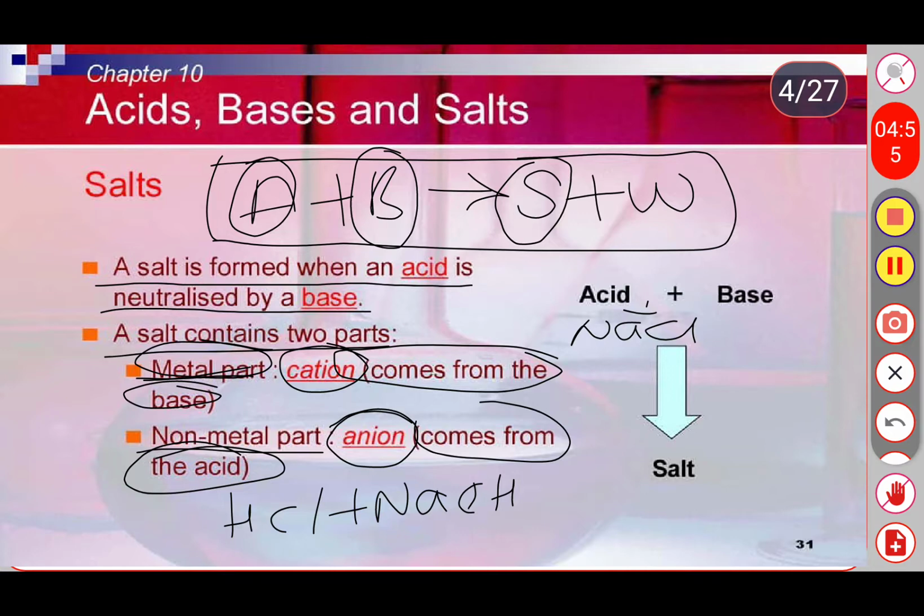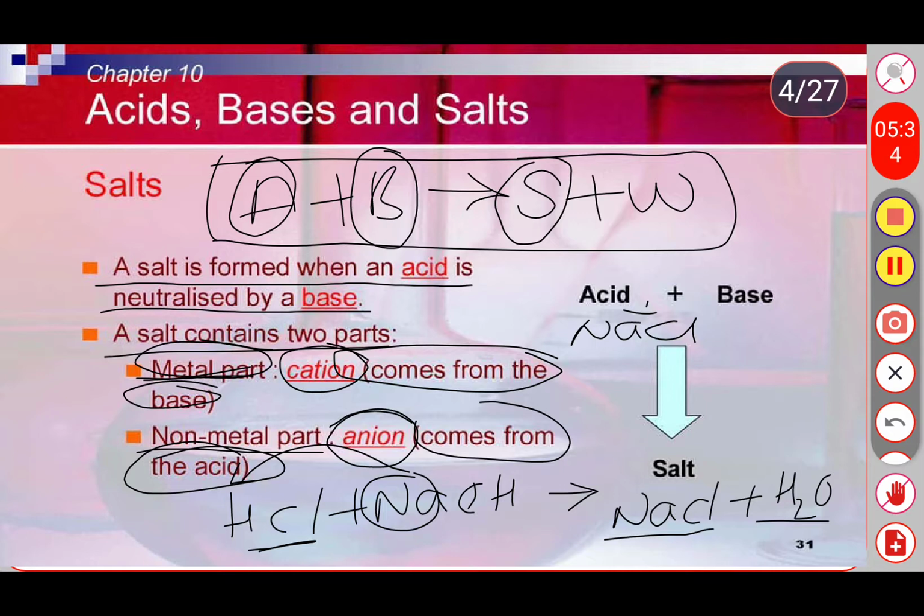base. What happens here when these two are combined together? It will form sodium chloride, NaCl, plus H2O. What do you get as the product here? According to your neutralization reaction, when we add an acid and a base, we get salt and water. NaCl, sodium chloride, is a salt and the other is water. Just observe this reaction. Here sodium replaces the hydrogen ion in the acidic substance.